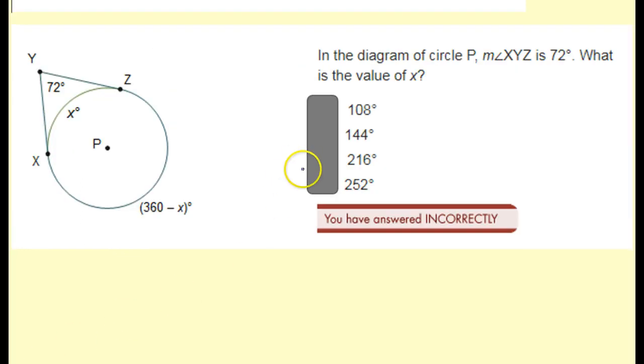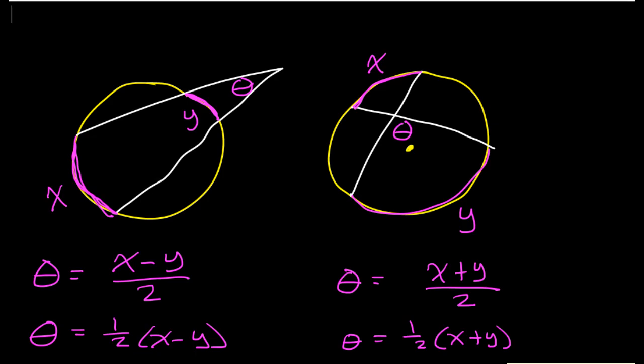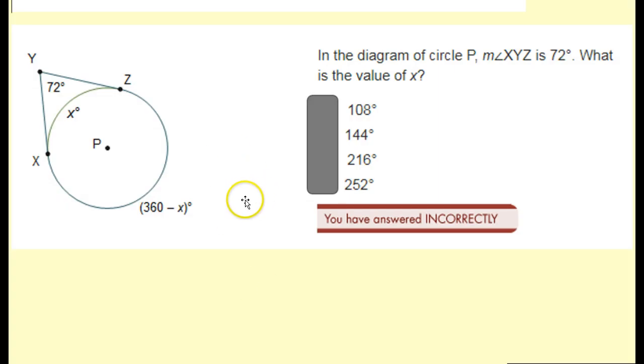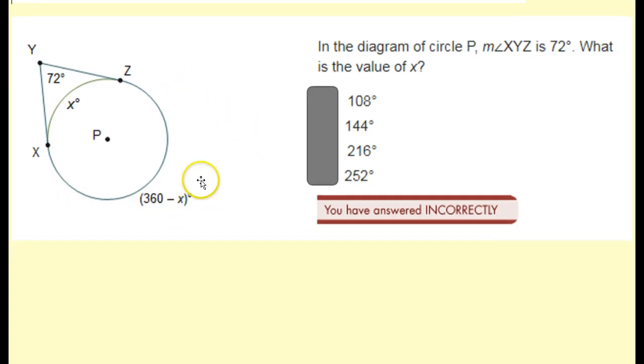Oh, looky here. This is this situation. We have the angle outside the circle. So the angle is going to equal the big arc minus the small arc divided by 2. In fact, maybe we should just write that down. So the angle is going to equal the big arc minus the small arc divided by 2. So let's substitute in everything that we know.